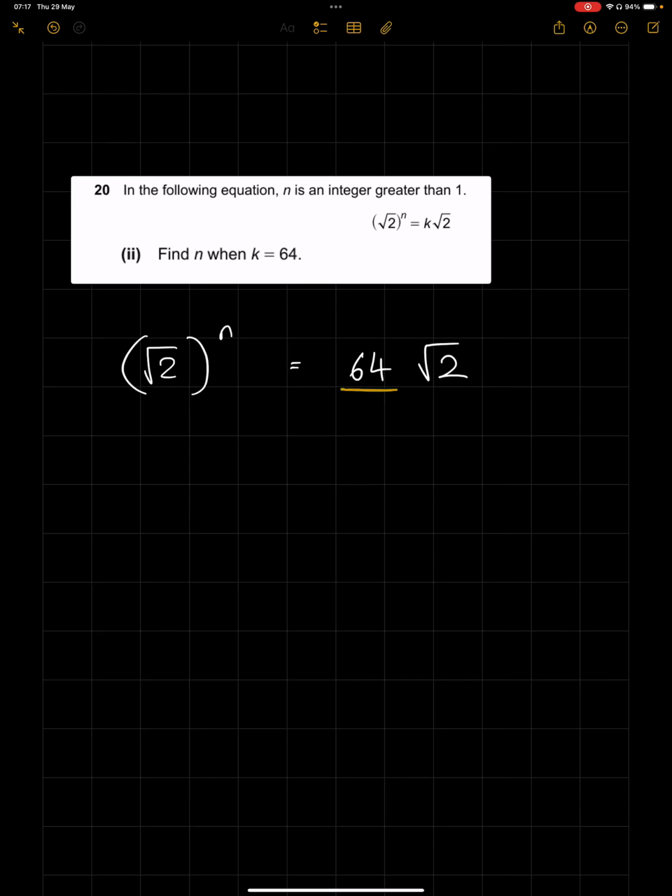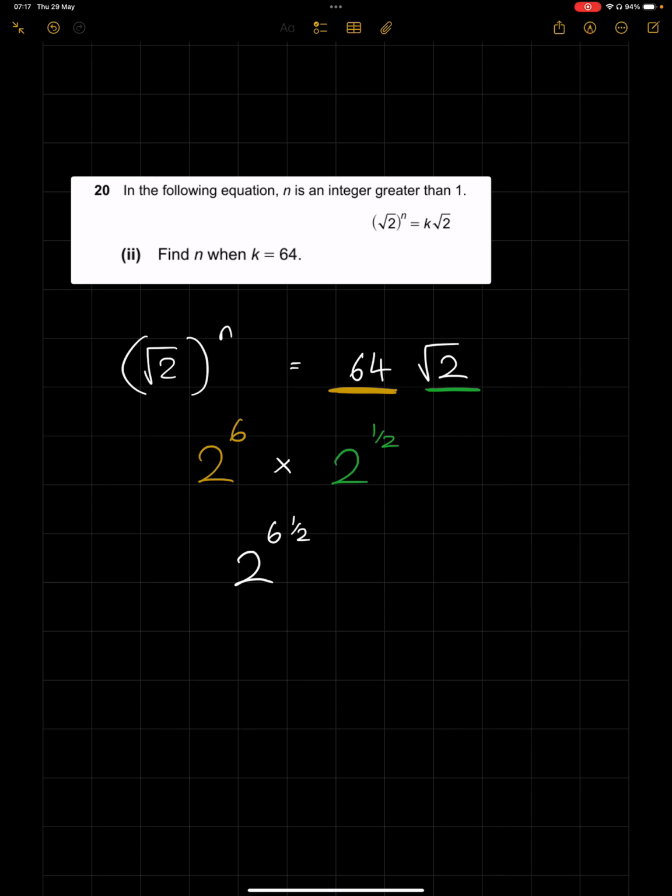Well, let's change everything into a power of 2. So 64 is the same as saying 2 to the power of 6, and root 2 is the same as saying 2 to the power of a half. And then these are multiplied together. Now, when we're multiplying where the base is the same but the index is different, what we do is we keep the base the same and we add the index numbers. So 6 add a half is 6.5.